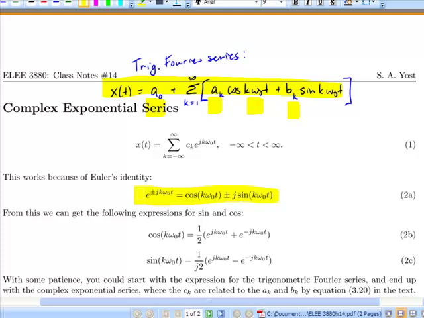Now, because we have Euler's identity, we can come up with another expression for this Fourier series. Again, these apply only to periodic functions, but we can come up with a different form of that. This is the complex exponential series, where we use e to the j k omega 0 t, and as you know, this breaks up into cosine and sine, and then the ck are evaluated. So it's a little bit more compact form.